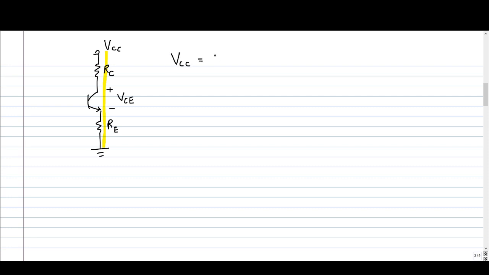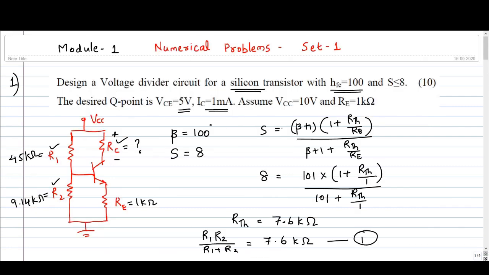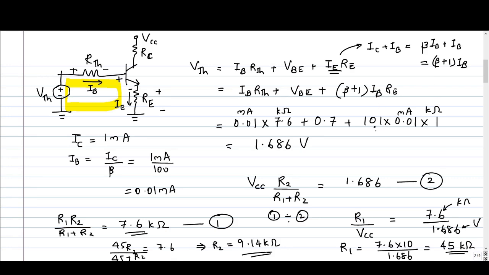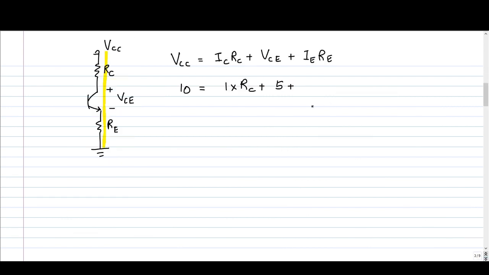you will get VCC is equal to drop across RC, which is ICRC, plus drop across collector emitter terminals VCE, plus drop across RE, which is IERE. We know the value of VCC, it is 10 volt, IC is 1 milliampere, RC is unknown, VCE is given in the question. So let us go back to the question. VCE is 5 volt. So 5 plus IERE. IE is also available. We have calculated the value of IE. So IE is beta plus 1 into IB, that is 101 into 0.01 milliampere. So it is 1.01 milliampere into 1. So if you simplify this, you will get the value of RC. So do the simplification, you can see that RC value will be 3.99 kilo ohms.